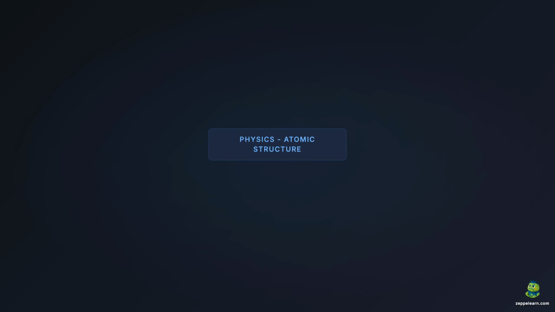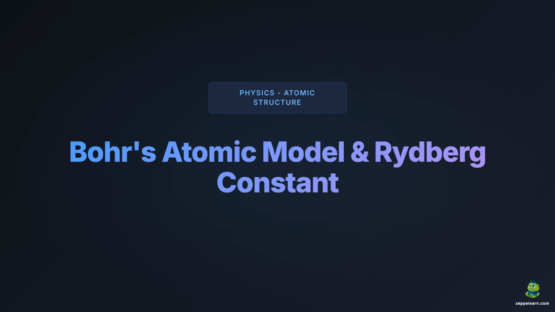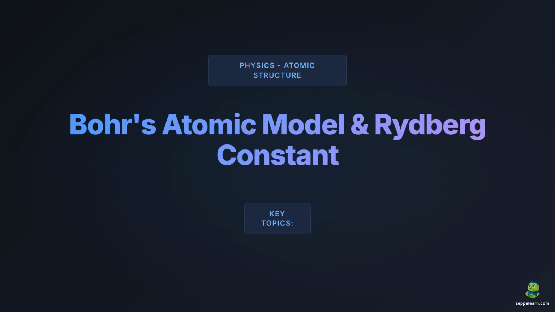Welcome to our exploration of Bohr's revolutionary atomic model and the Rydberg Constant. Today we'll discover how Niels Bohr solved the mystery of atomic structure in 1913. Bohr's atomic model was groundbreaking because it successfully explained why atoms are stable and why they emit light at specific wavelengths. Before Bohr, scientists couldn't explain why electrons didn't spiral into the nucleus or why hydrogen produced distinct spectral lines.